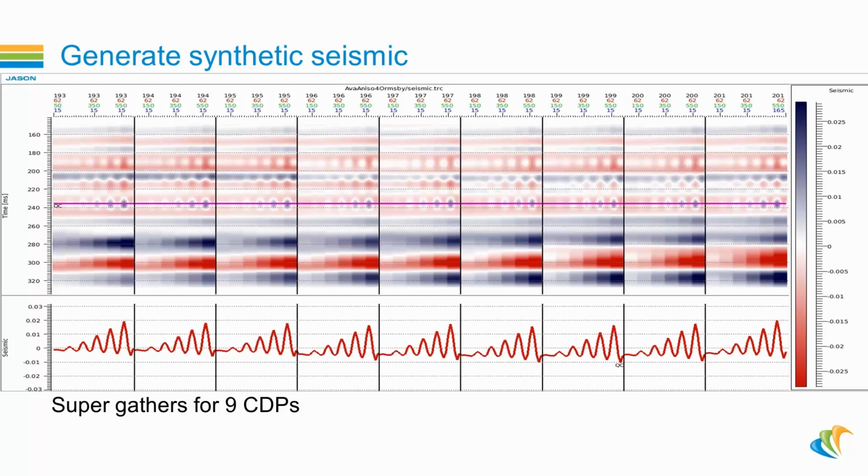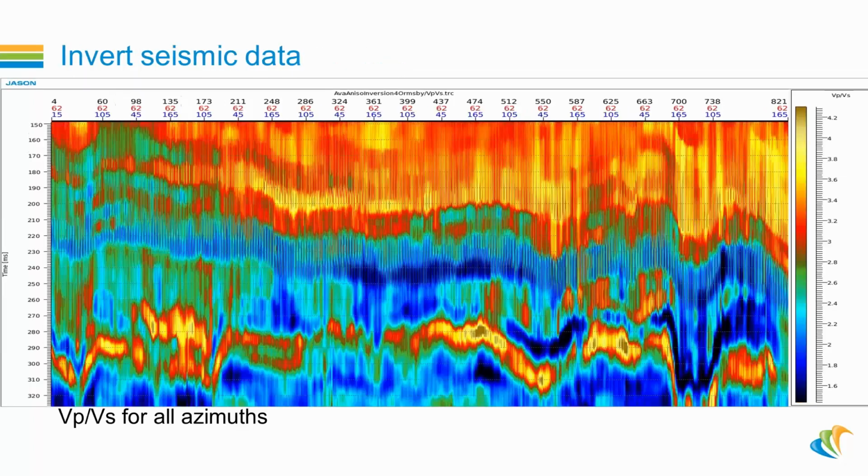With the synthetic data we can do inversion. Again, we do our sectored inversion. Every azimuth sector is inverted separately, and we get a VPVS out of that. Here there's one panel where I put all the VPVS azimuths after each other. That's why you see this vertical striping where we have the anisotropy layer. And this can be analyzed again with our Fourier technique.